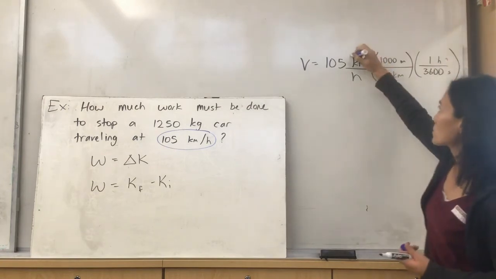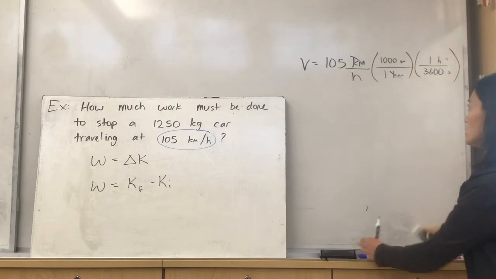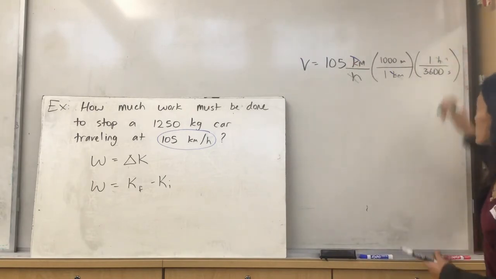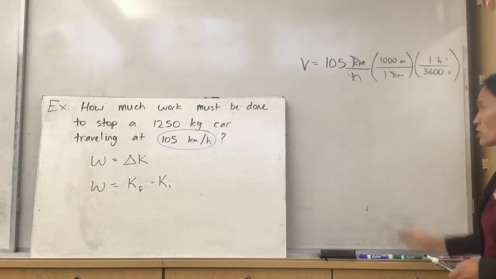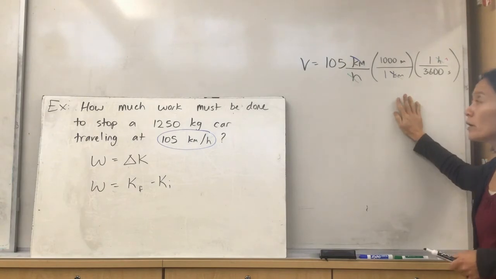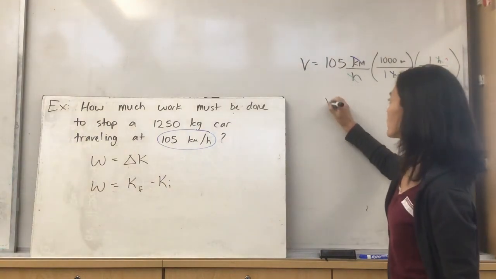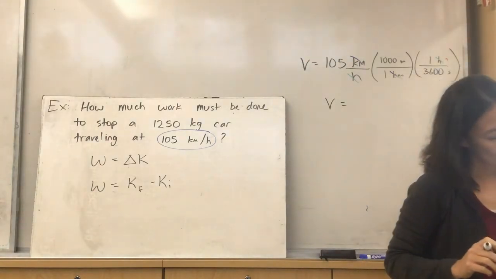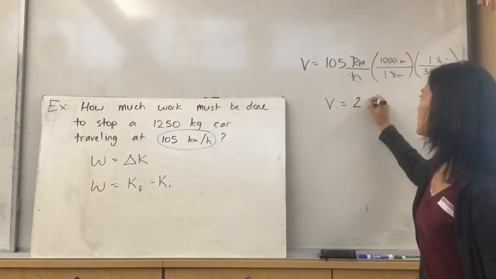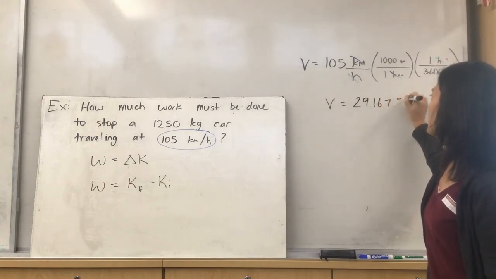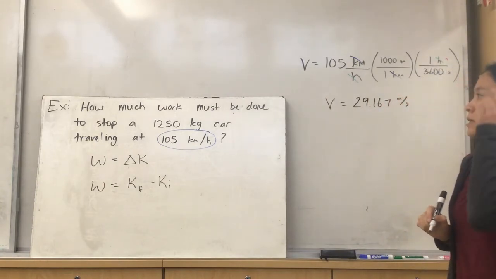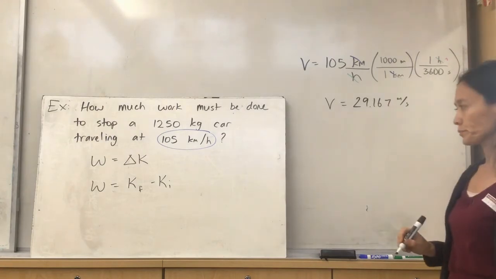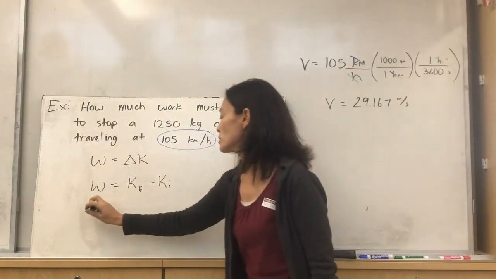And so this will get rid of my kilometers. This will get rid of my hours, and I'll be left with meters per second. So again, just good practice. You have to be in meters per second. When you do convert that, you end up with a velocity of 29.167 meters per second.